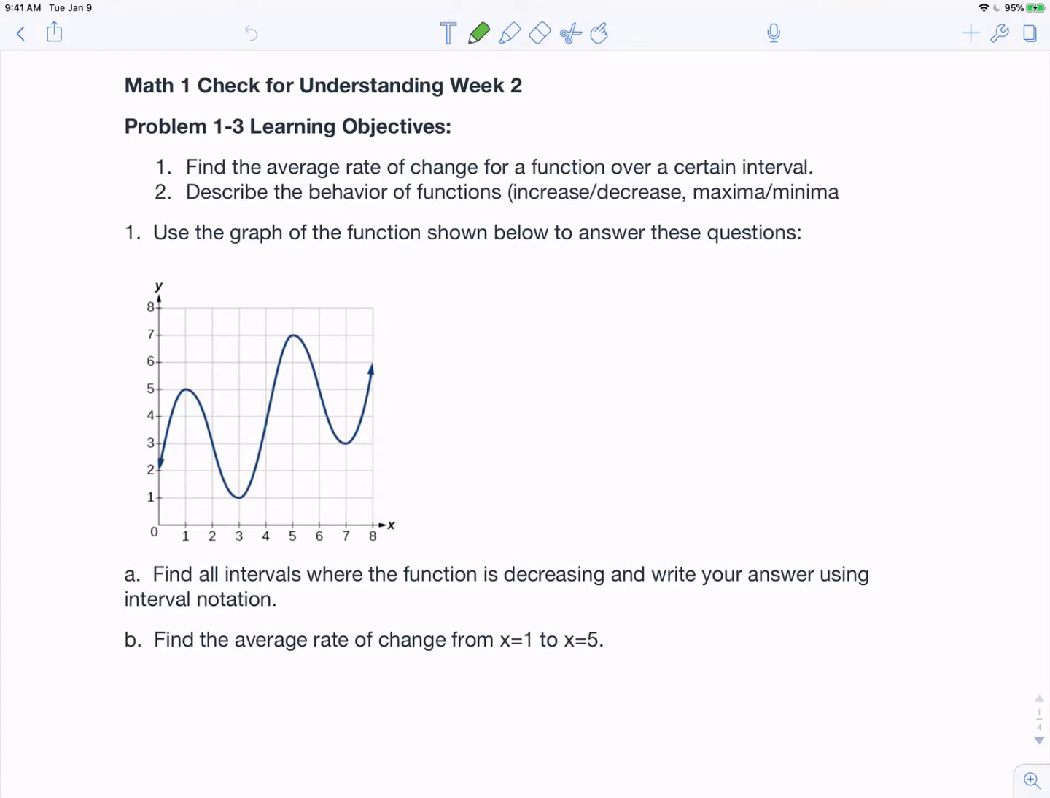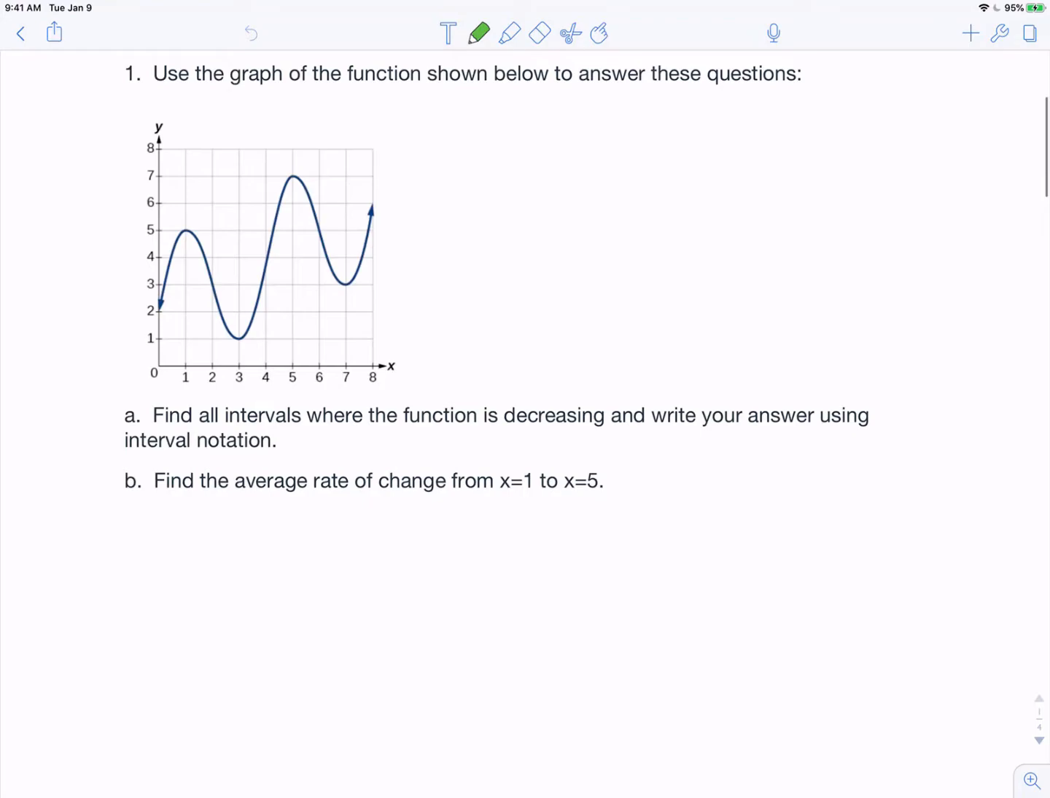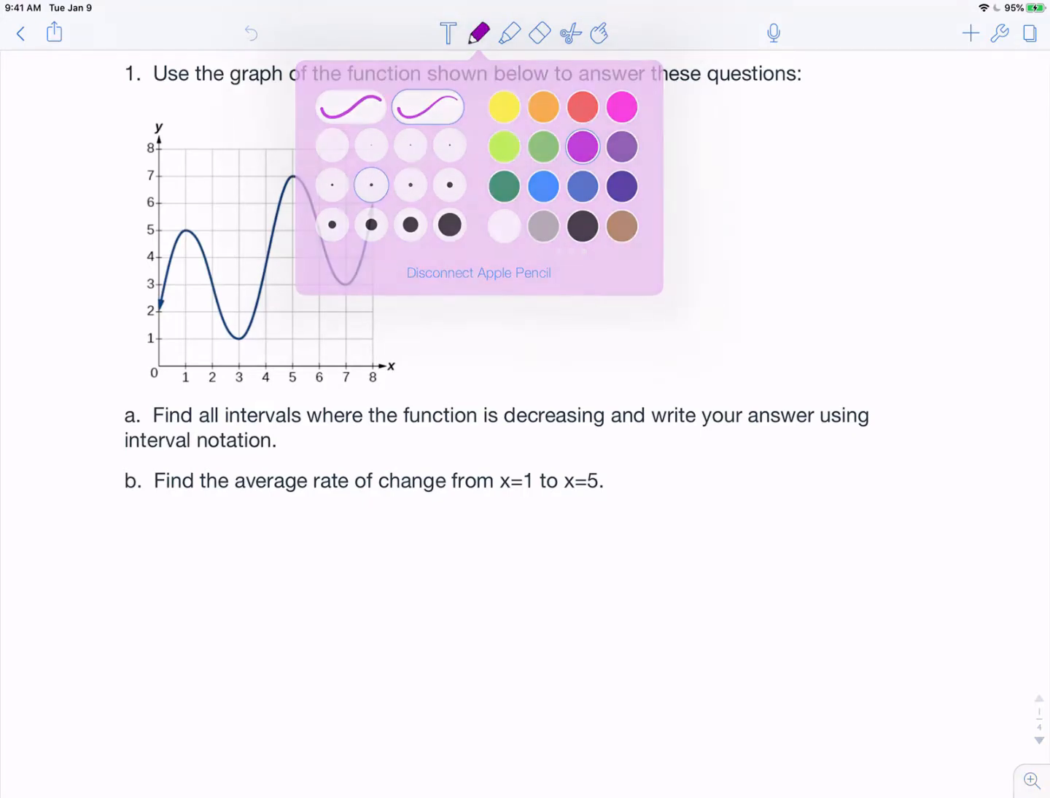Here are the solutions for the Check for Understanding Week 2. Problem 1. Use the graph of the function below to answer these questions. Find all intervals where the function is decreasing and write your answer using interval notation.